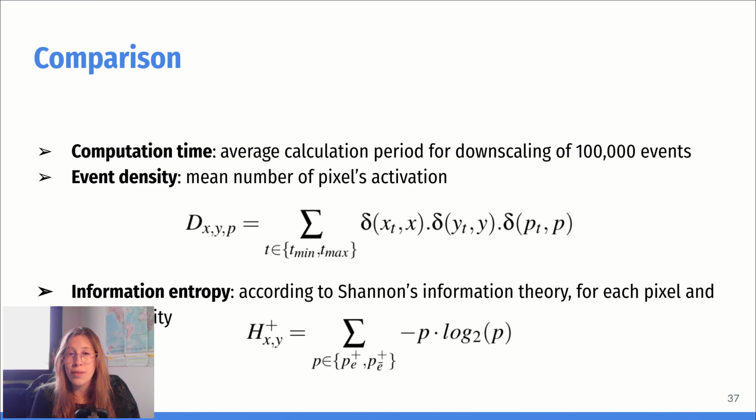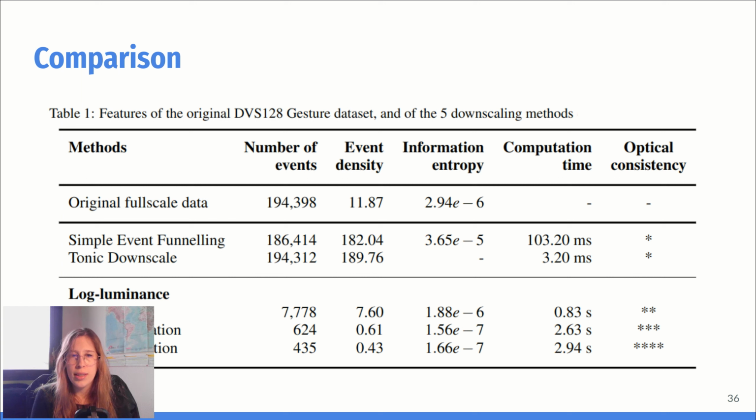Finally, we can take a quick look at the computation time, which is the time it has taken to run the different methods to downscale 100,000 events on a CPU. The simple event funneling and Tonic downscale, as I said earlier, are obviously the quickest, on the order of milliseconds, whereas the event counts and linear and cubic estimation take a lot more time, around 3 seconds.